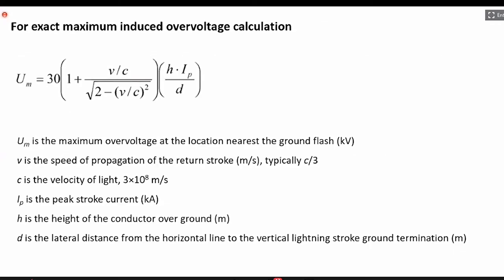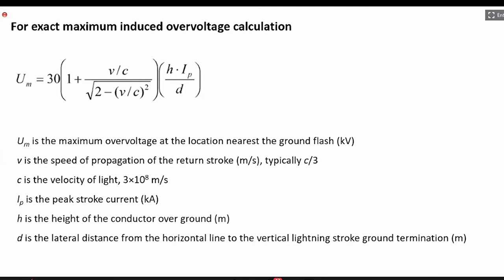Now, if you can remember what we discussed in the last slide, usually we assume that the voltage developed in the event of a lightning strike near the line is in the order of 300 kilovolts. But if you want to do the exact calculation, the equation is what you see here.